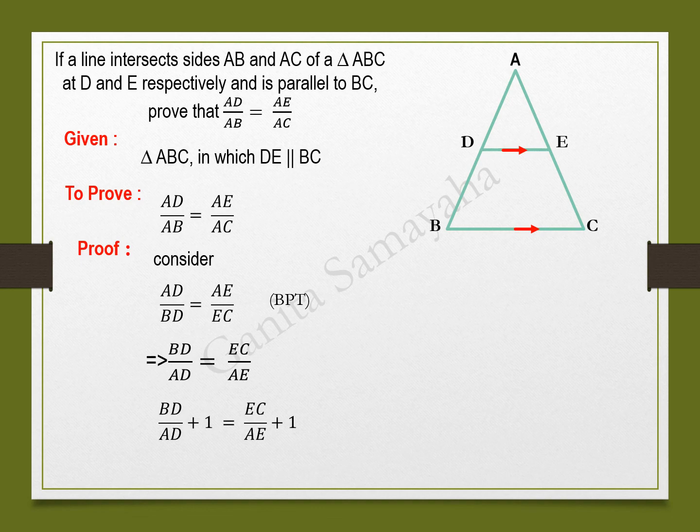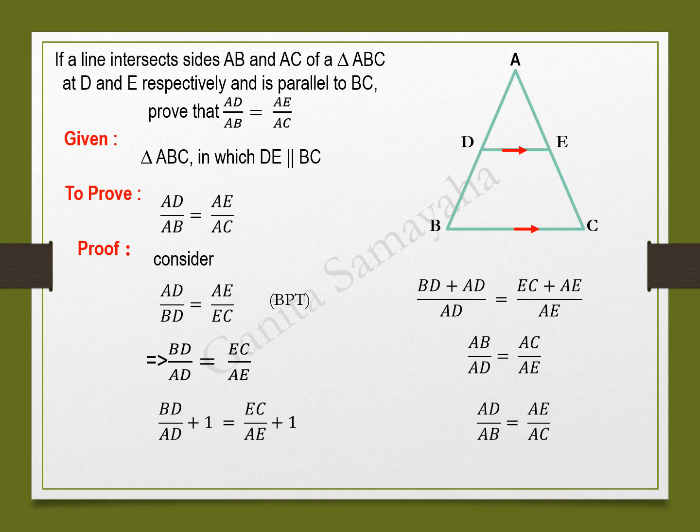On simplification, we have BD by AD plus 1 is nothing but BD plus AD by AD equal to EC plus AE by AE. But what is BD plus AD in the figure? AB. And what is EC plus AE in the figure? AC. So, we have AB by AD equal to AC by AE. But what do we want? We want AD by AB. So, take the reverse again. So, AD by AB equal to AE by AC.